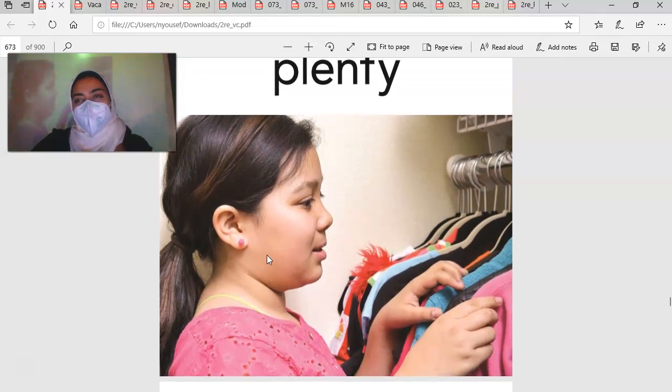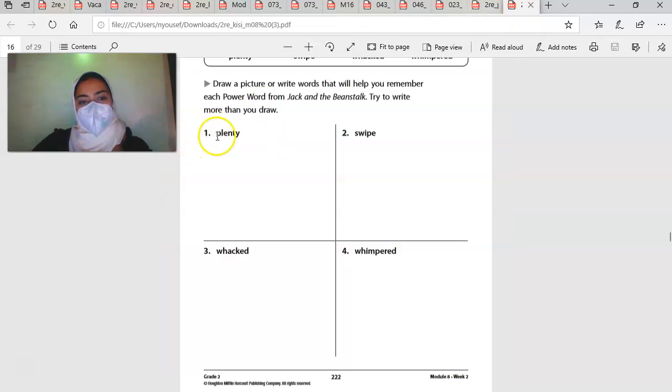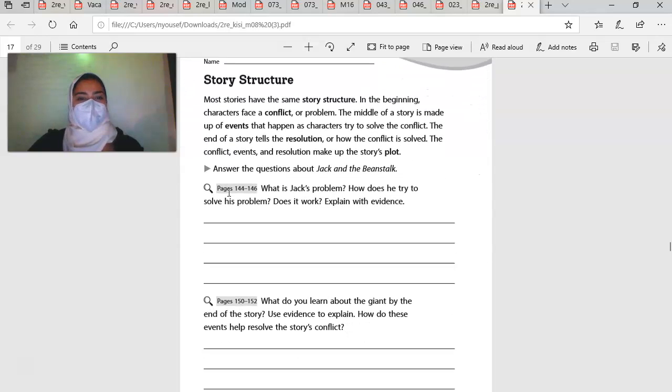So you can draw maybe a bag that has a lot of balls, or maybe a lot of balloons, or maybe you can just write a lot. Okay? It's number 1 on your worksheet. It's right here, plenty. Okay? So there we go. We talked about plenty, swiped, whacked, and whimpered. Again, if you want to draw a picture, you can, but you can go back and do that later because we're going to move on.